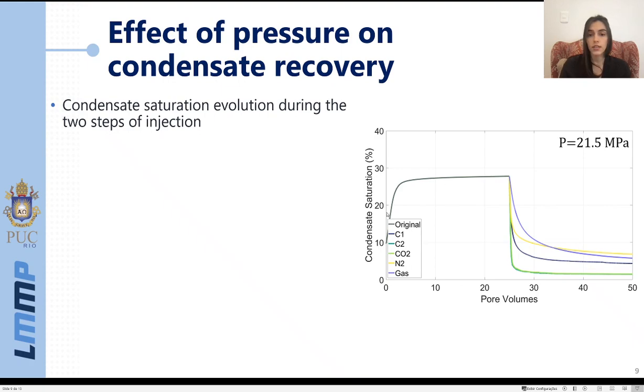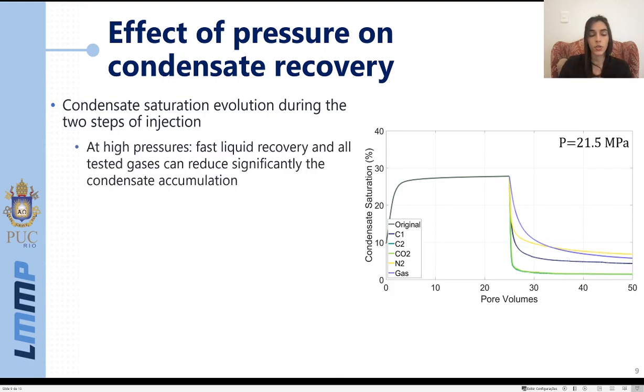So we can see that in the first 25 injected pore volumes, we have a condensate buildup in the networks. And then in the last 25 injected pore volumes, we have a reduction of this condensate saturation due to the gas injection. And each of those colors represent a different injected gas. So we could realize that at high pressures, we had a fast liquid recovery, and also we could see that all tested gases could reduce significantly the condensate accumulation.